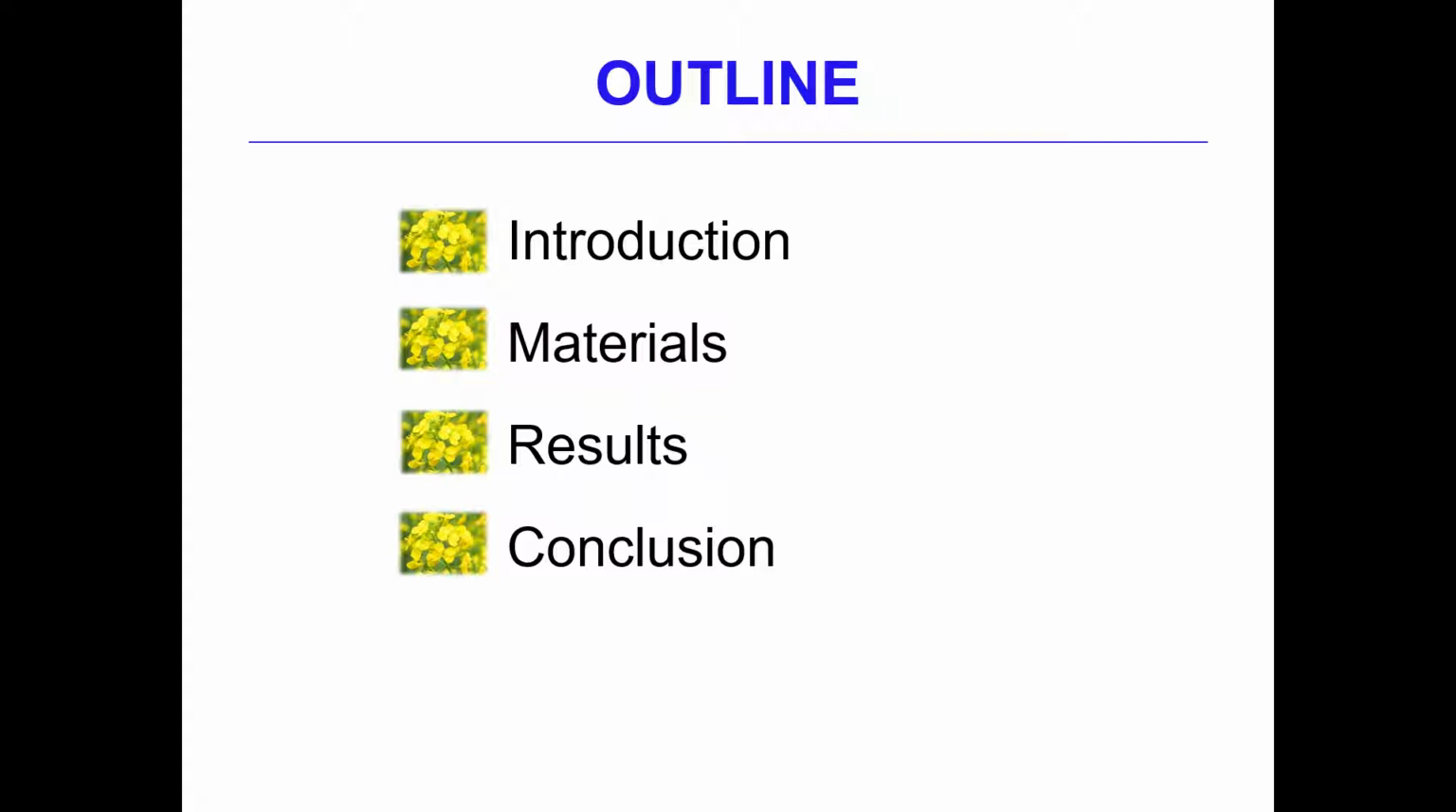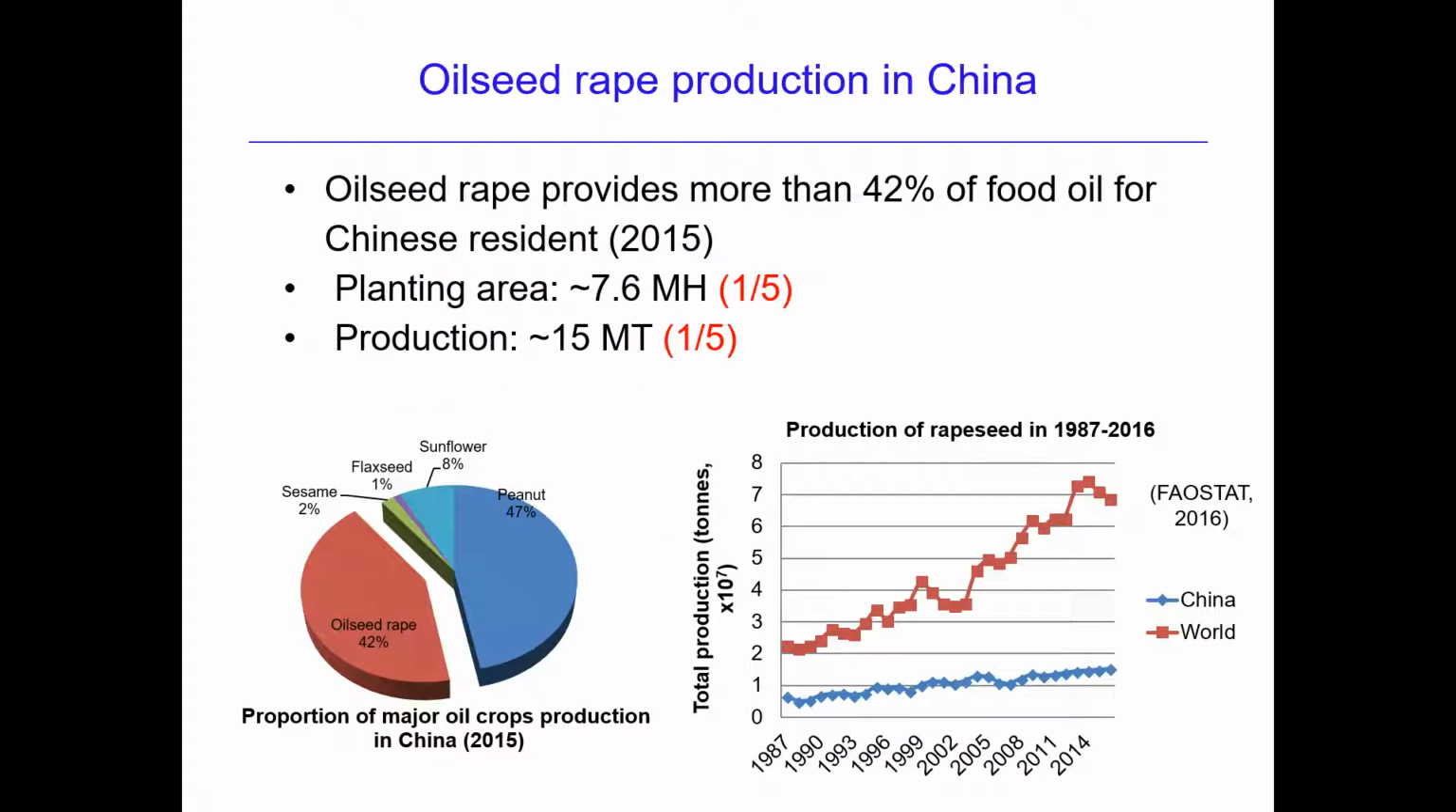As we know, oilseed rape ranks second in production and planting area in China as well as in the world. It provides more than 42% of food oil for Chinese residents. As the figure shows, in the recent 30 years, the production and the planting area each account for 20% in China of oilseed.